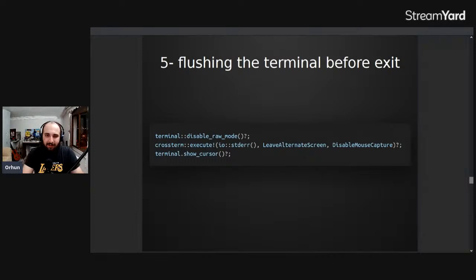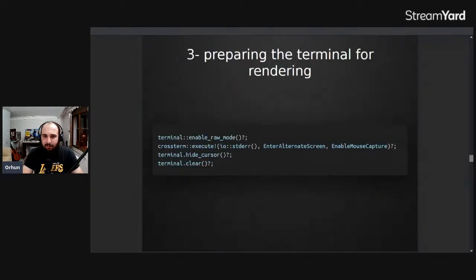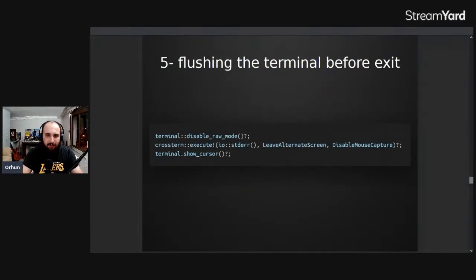Then we will have basically the exit functions here. When we set the alternate screen and raw mode here, at the exit we will have to revert this situation, because we will want to use our terminal like it was. If you don't do this, it will probably mess up the buffers and you won't be able to use your terminal like before. So we're just disabling the raw mode, leaving the alternate screen, disabling the mouse capture, and showing the cursor.